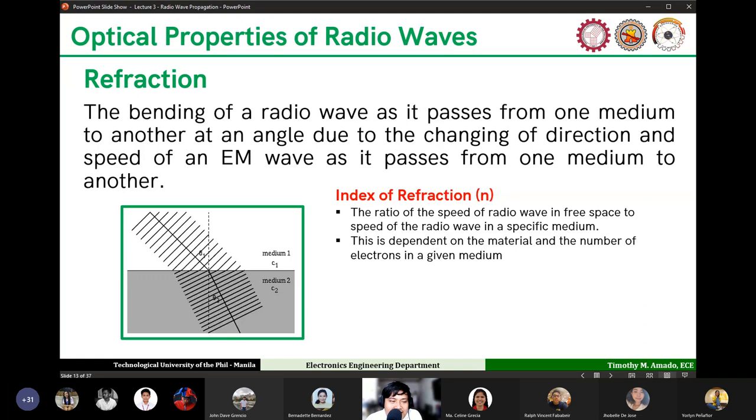Again, guys, ang refraction is bending, but it is because of the difference in the medium, okay? Because the radio wave travels faster from one medium to another. Depende sa medium mo yung speed ng radio wave kasi natin. Okay?